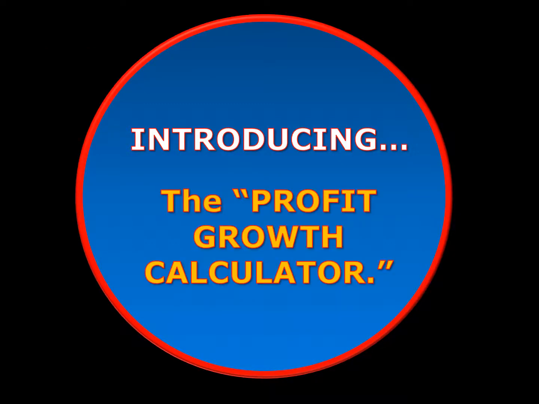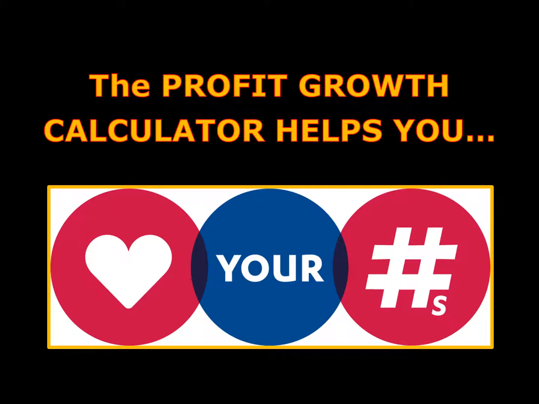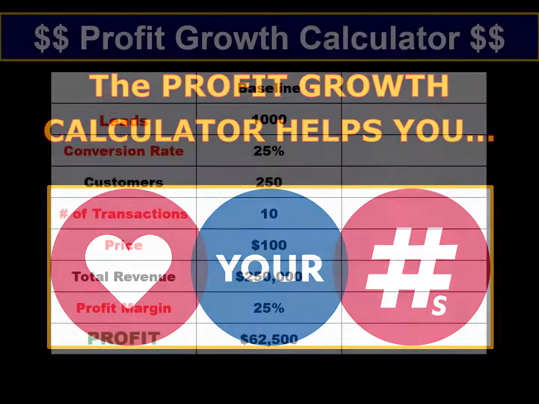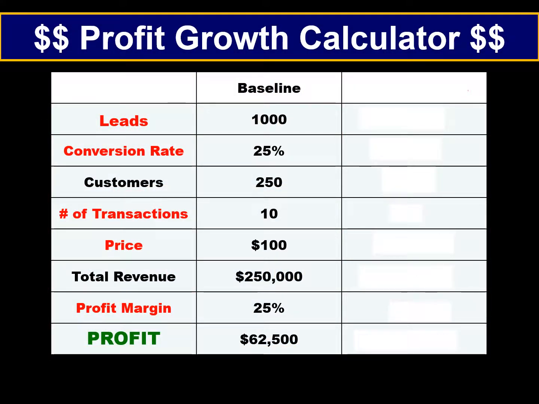Now then, I want to introduce the Profit Growth Calculator. This is a device you can use to help you love your numbers. Works like this. Here's an example of an existing business. We've given some baseline statistics, and then we're going to increase each of those ones in red, the leads, conversion rates, number of transactions, prices, and profit margin, by 10% to see what we get.